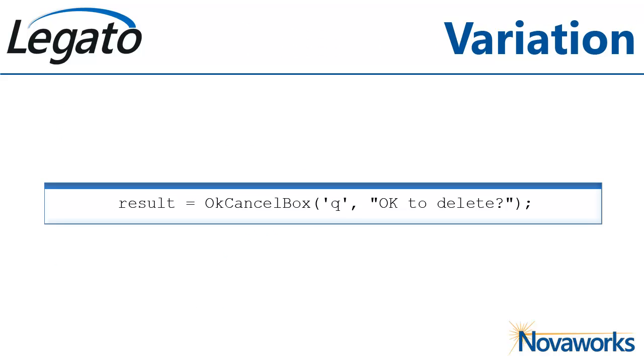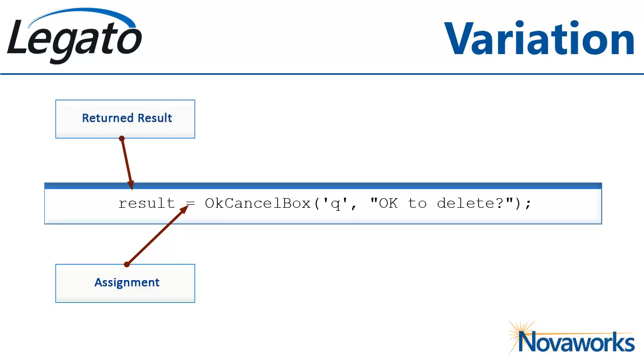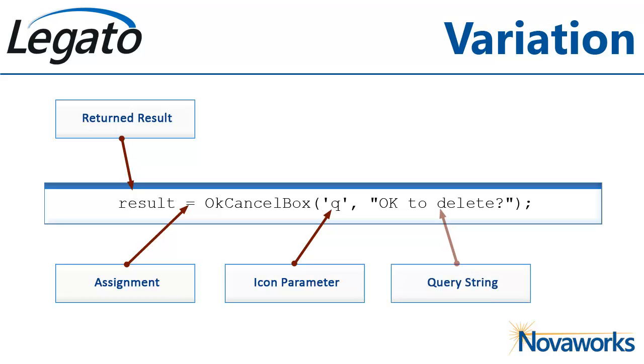A variation of this might be to return an OK cancel or a yes no result. So what I'll do is I'll use the OK cancel SDK function. And I'm going to do an assignment with an equal. So on the left side, I have what's going to be assigned to, and on the right, the evaluated expression, in this case, just a function. That will then go into a return result. That is a variable I would have previously defined. I've also added an icon letter, and what this does is it adds a question mark icon to the message box. I have a similar query string, and I close that with a semicolon as well.